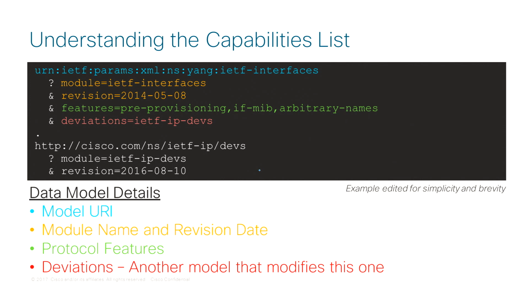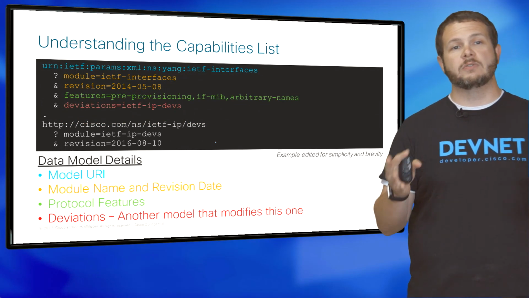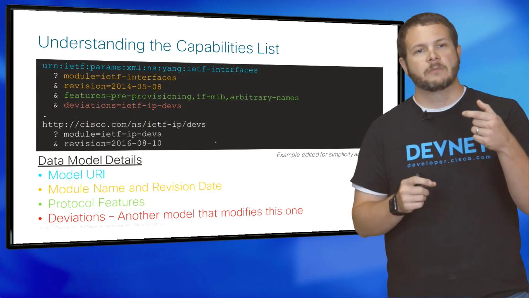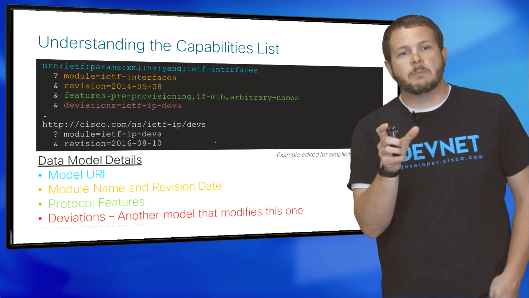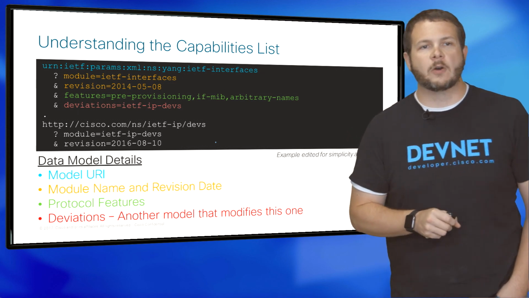If we break down the actual capabilities list, what we see at the beginning in blue is the model URI, or the unique name for the data model as far as the device is concerned. Now what's interesting here is that it is a format that sometimes may look like a web URL, as we can see in the second example there of http://cisco.com/ns/ietf-ip/devs. Even though it may sometimes look like a URL that you could browse to on a web page, it's not. It's simply a unique name for the capability that's out there, so that it can be unique. Following the model URI, that unique name, there will be a question mark.